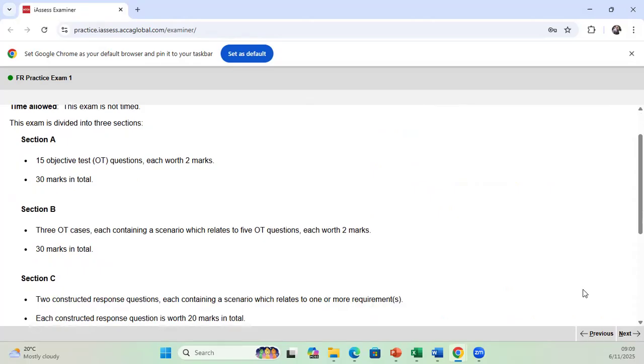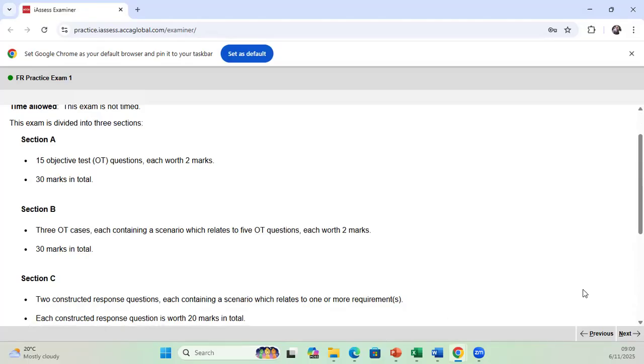The exam is structured into 3 sections. We have section A, section B, and section C. For section A, there are always 15 questions, and each question carries 2 marks. So that's a total of 30 marks. The same goes for the exams, where we have section A, section B, and section C.